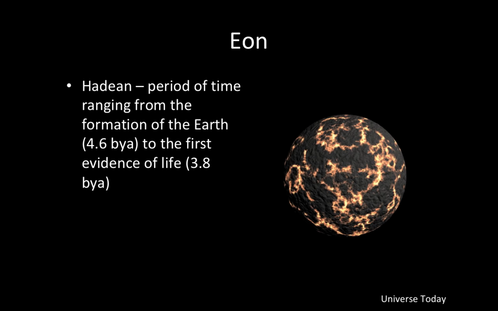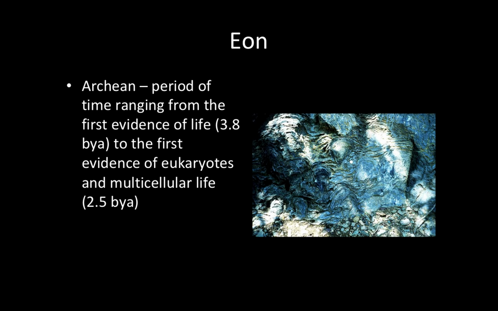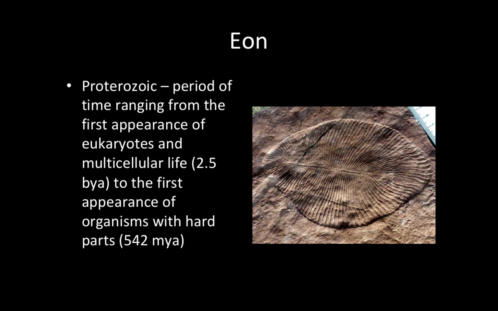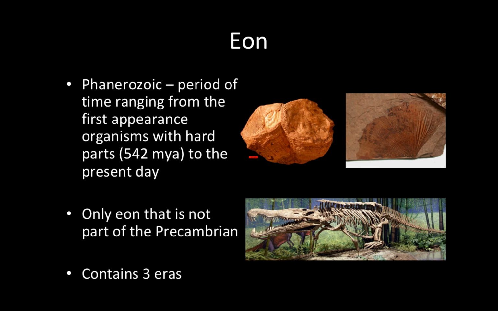So we start with the Hadean eon. We talked about the Hadean in class. It's the beginning of Earth. It was named for Hades. And then there's the Archean, where we see the first evidence of life. The Proterozoic, where we see the first evidence of multicellular life. Exciting stuff. Here's an example of Dickinsonia, one of the first known large animals.